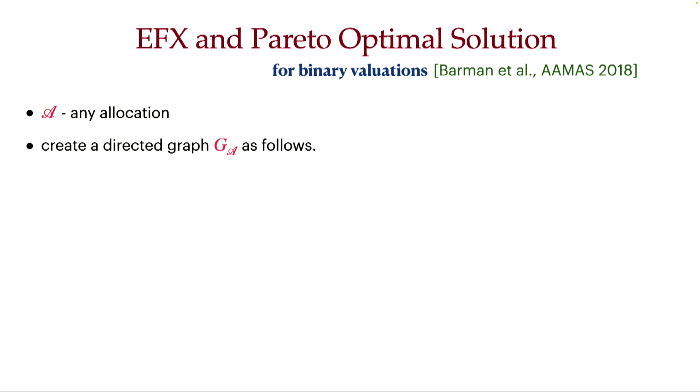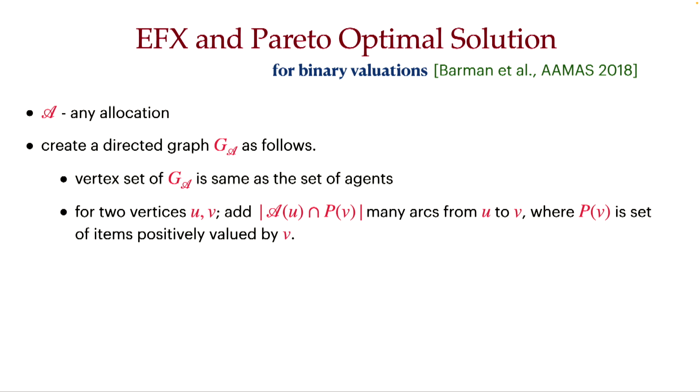Now let us create a directed graph as follows. The vertex set of G_A is the same as the set of agents. Okay. Now this is a directed graph, but you will have multiple arcs between a pair of agents. So for two vertices U and V, add |A_U ∩ P_V| many arcs from U to V, where P_V is the set of items positively valued by V. What does it mean?